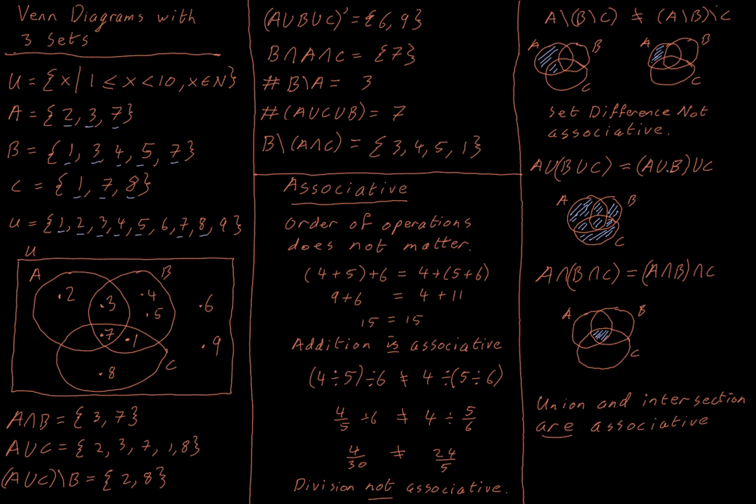But we can see for union and intersection that it wouldn't matter which way we arranged our union, whether we did the union of A with B union C or the other way around. It works out identically in each case. As a result, we say that union and intersection are associative because the order of operations doesn't matter for them. That's what we need for associative and for our Venn diagrams with 3 sets.